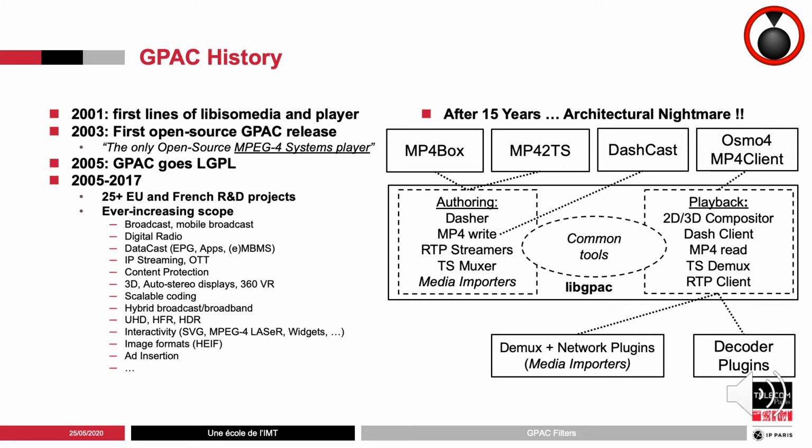So let's have a quick look at GPAC history. We started in 2001 the first lines of code of what would become LibIsoMedia and the player. We released in 2003 the first version of GPAC with this catchphrase, the only open source MPEG-4 systems player. And that MPEG-4 systems design actually was the reason for most of the issues we had in the architecture.